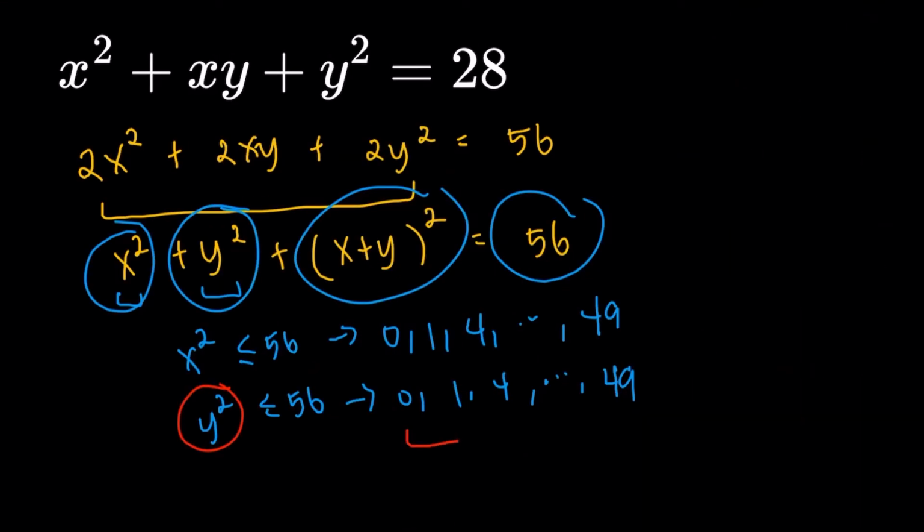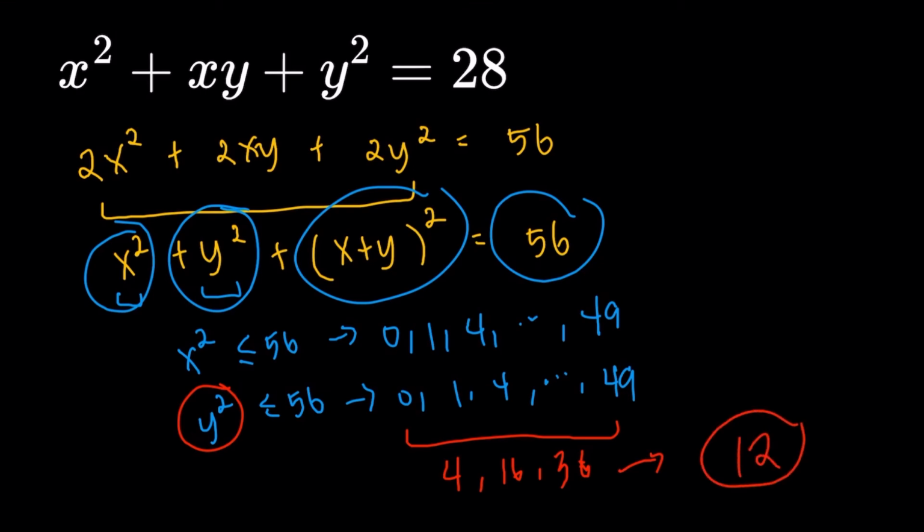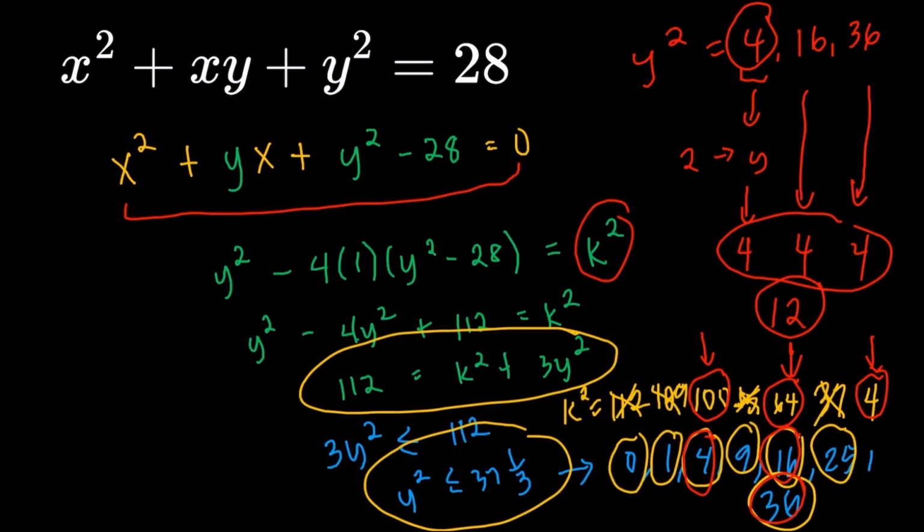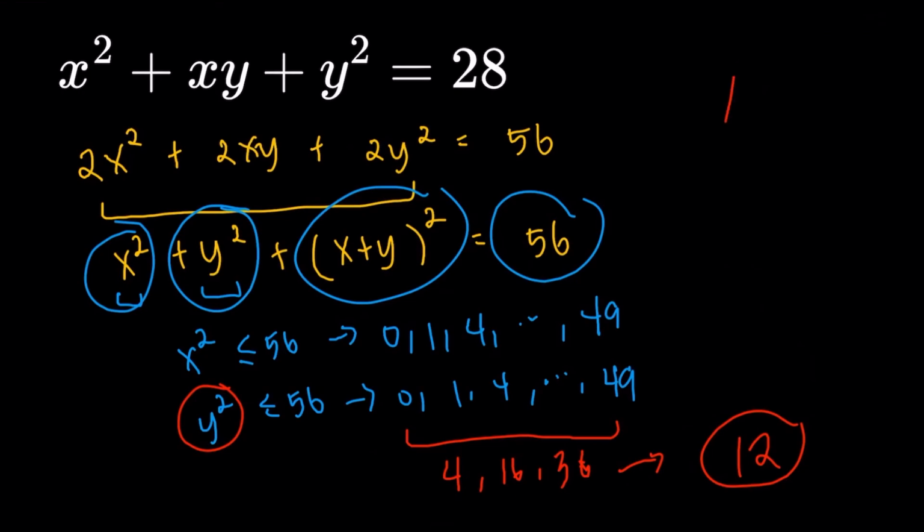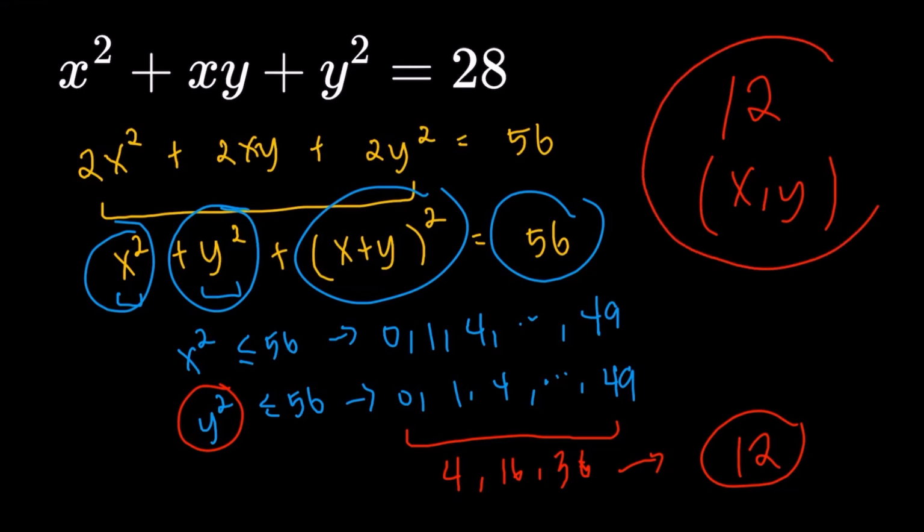So we're still going to get that the only possible values of y squared are 4, 16, and 36. And as we mentioned in the previous part, that's going to give us 4 solutions each, so 12 solutions. I'm just showing you the alternative way to reach the bounding. But nevertheless, whether you use the first method or the second method, we should get that there will be a total of 12 solutions. There are 12 ordered pairs x comma y.